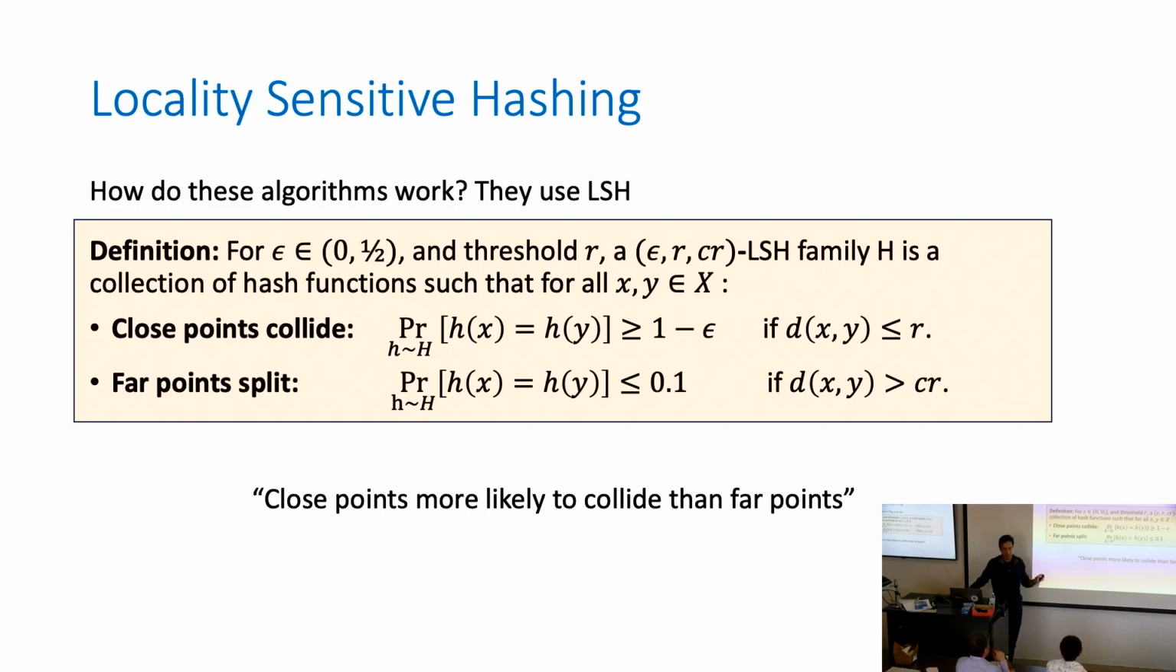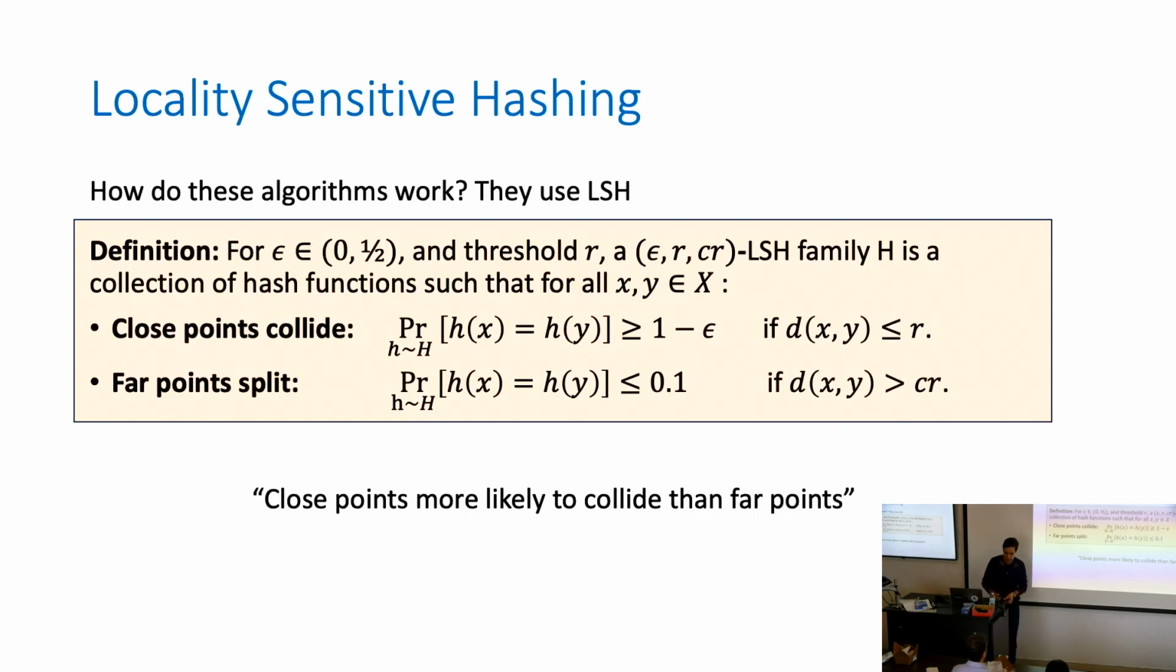An LSH is a hash function, but it's not a random hash function. It's a hash function that respects the geometry of the metric space. So it's going to be a hash function that has the property that points that are closer together in the metric space are more likely to collide. Formalizing this actually isn't that much work.